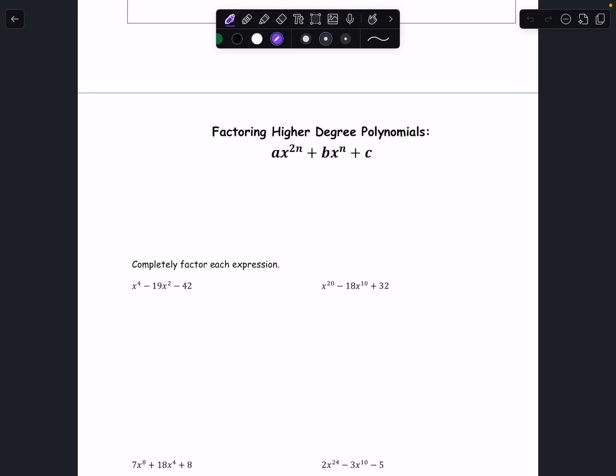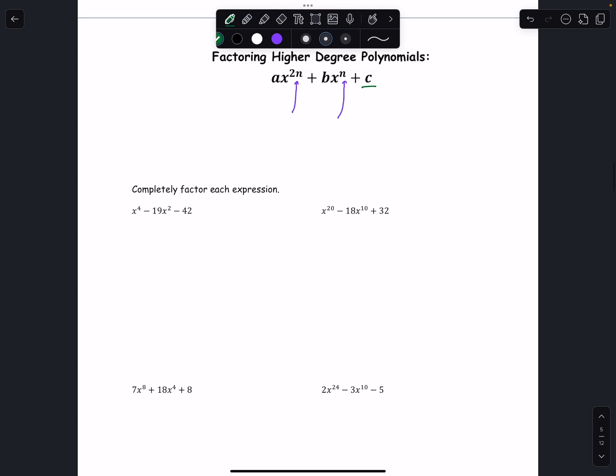On the next page, factoring higher degree polynomials, notice when the highest degree is double the second highest degree, and we are adding a constant. Everything is pretty much the exact same thing as we have been doing. So it's not even like you're learning something too new today. If you look at the first one, we have x to the fourth and x squared. Okay, x to the fourth is double the degree of x squared, and we're subtracting a constant.